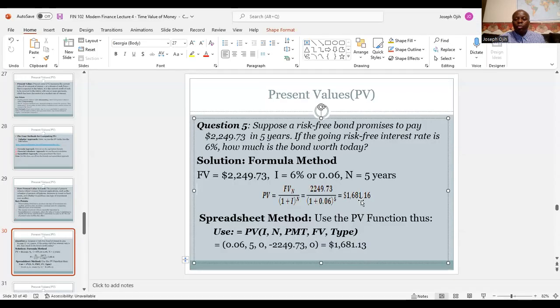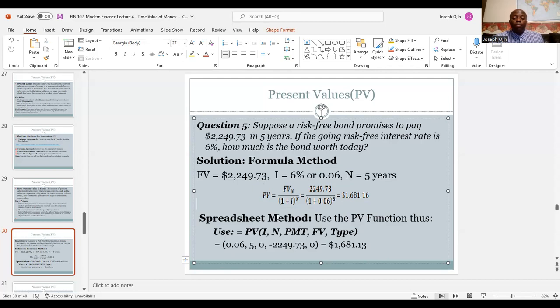And that is what we have here, $1,681.16. This 6 here is just a typo. So it's 13 cents. Yeah. So that's the formula method. I'm sure you understand this one.